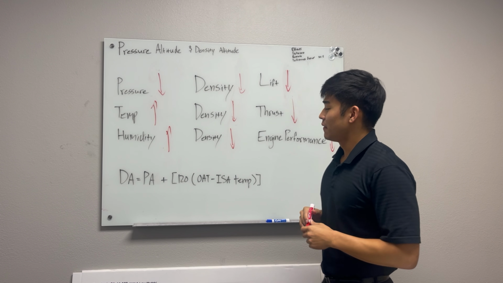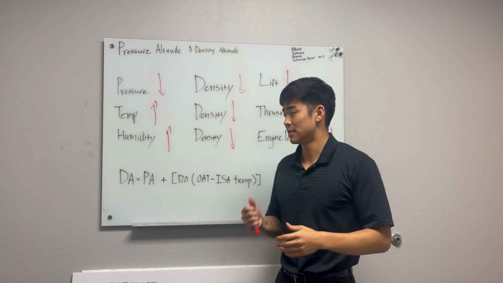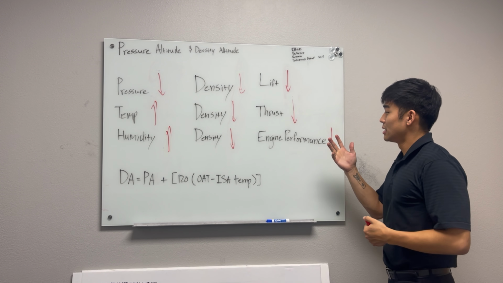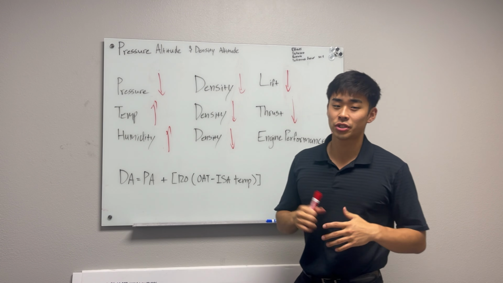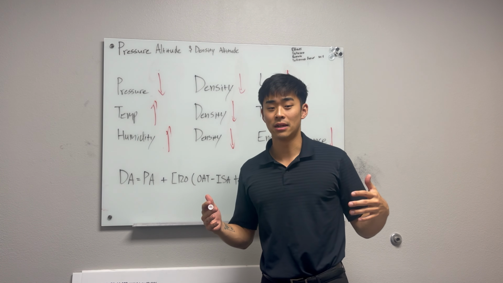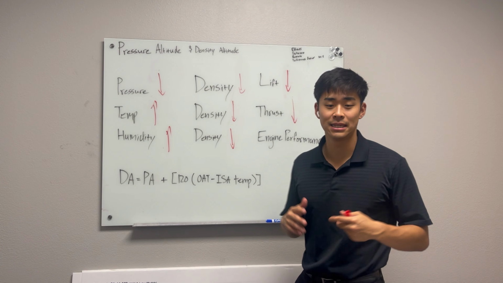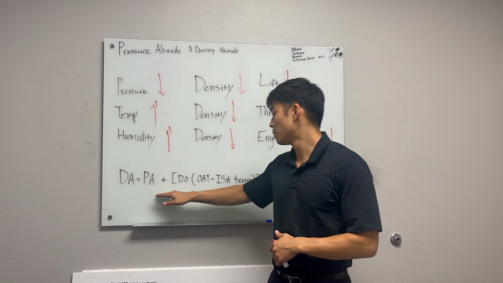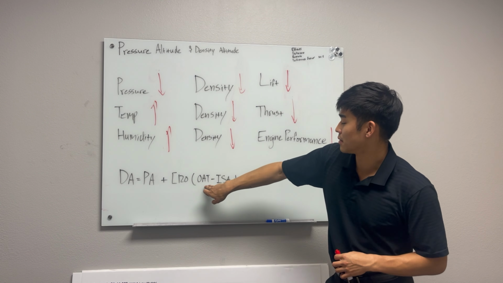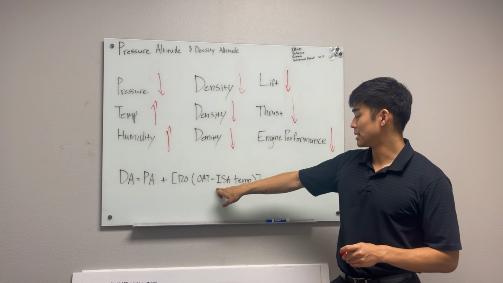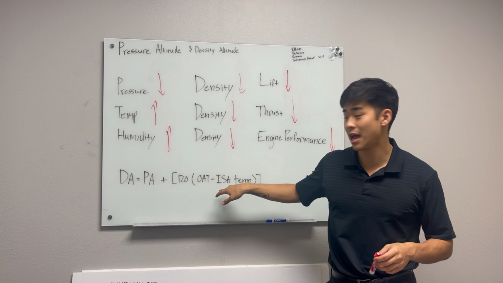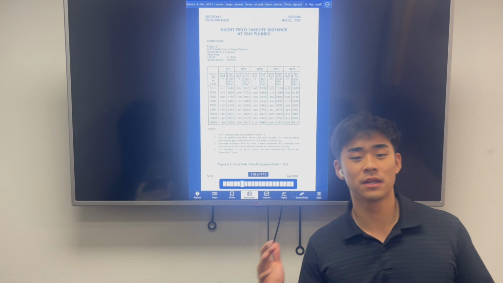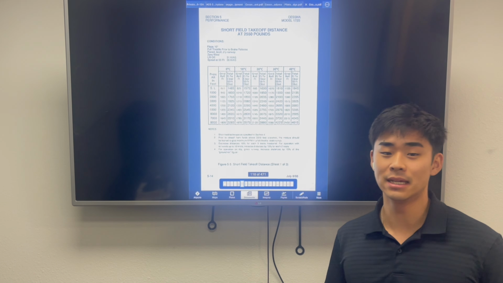How do we actually figure out what our density altitude is? Well, the definition of density altitude is going to be pressure altitude corrected for non-standard temperature. So we would use the density altitude formula, which is going to be pressure altitude plus 120 times outside air temperature minus ISA, or International Standard Atmosphere temperature. Big performance factors are affected by density altitude.